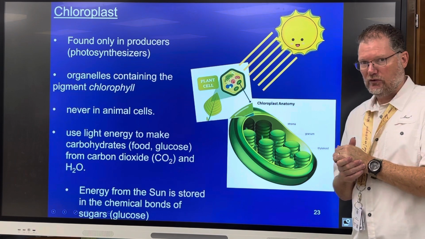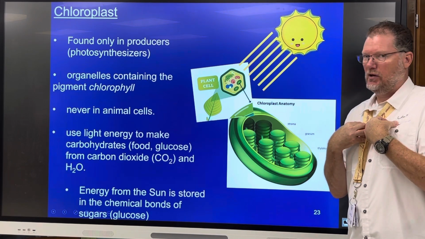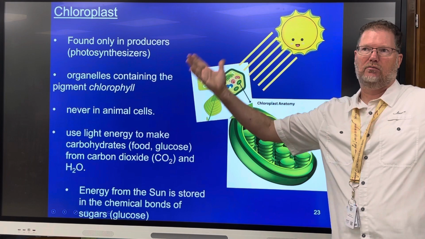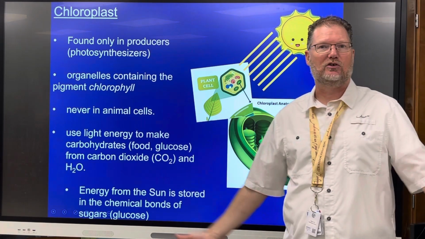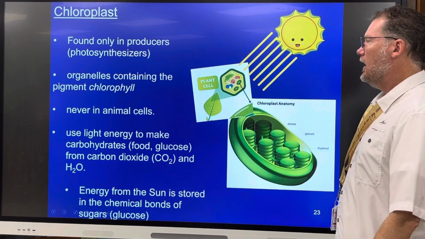So heterotrophs are the opposite of an autotroph. That's like us. We can't make our own food. We can't stand out in the sun and make our food. That would be pretty amazing. You know, if you forgot your lunch money one day, you just stand out in the sun and you're fine.